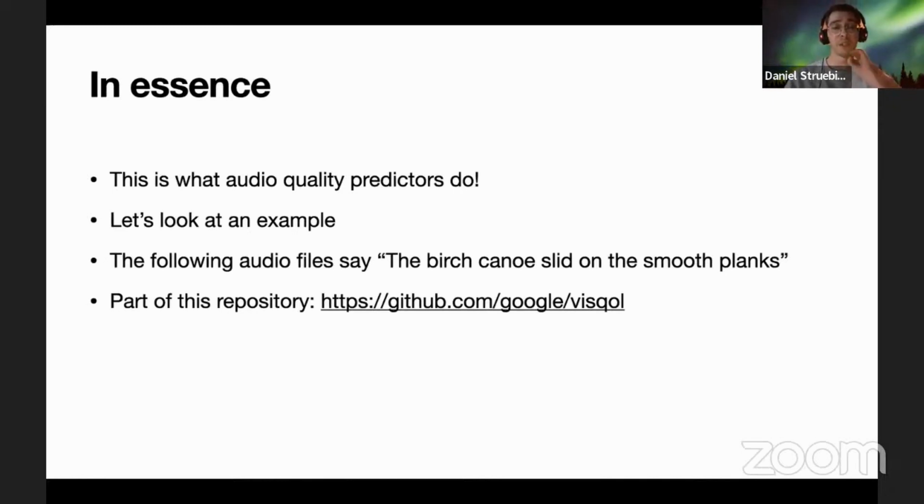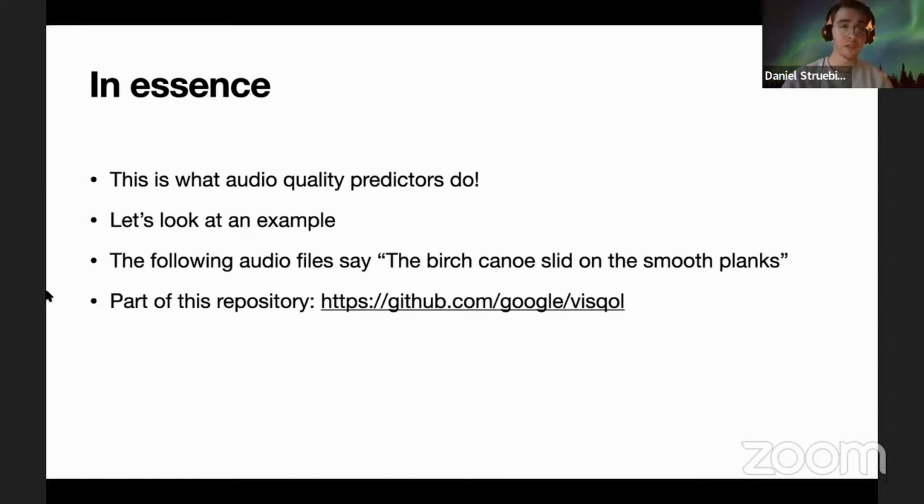You have two signals. One is the signal that you want to achieve. The other one is that you can produce right now with the algorithms that you have at your disposal. And these quality predictors, they simply take these two signals and say, okay, we have some assumptions about the average listener and how that average listener would rate that. And we are simply going to output a score.